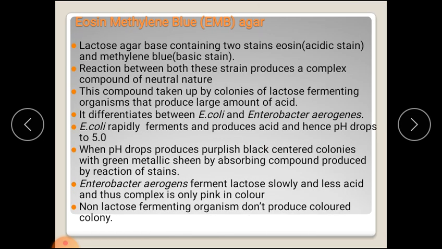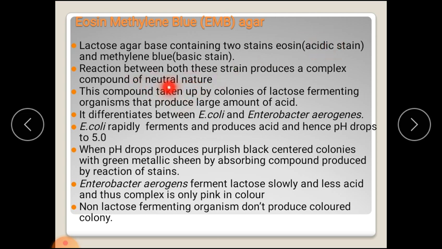So what is the mechanism of using EMB-agar and endo-agar? First we will see eosin methylene blue agar. Now why is it called eosin methylene blue agar? It contains two types of stain. One is eosin and another is methylene blue, which are added in the lactose agar base. So the lactose agar base contains two stains, eosin which is an acidic stain and methylene blue which is a basic stain. Now both these stains in the medium react with each other and form a neutral complex compound. The acidic and basic stain combine and form a neutral compound.